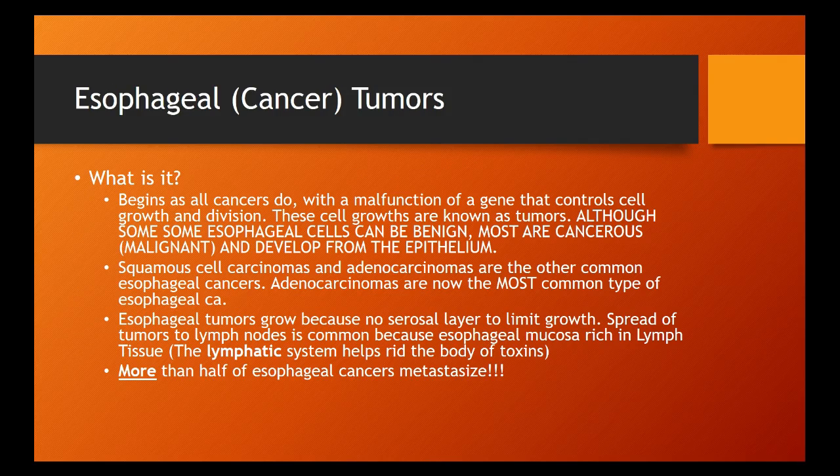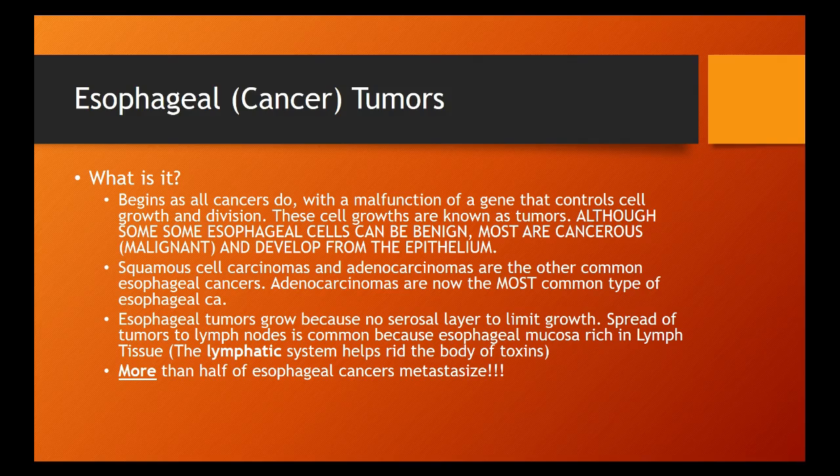So let's talk about esophageal cancer, or cancer of the esophagus. What is it? It's, again, abnormal growths or tumors in the esophagus. It begins, as all cancers do, with a malfunction of a gene that controls cell growth and division, and these cell growths are known as tumors. Although some esophageal tumors can be benign, most are cancerous or malignant.